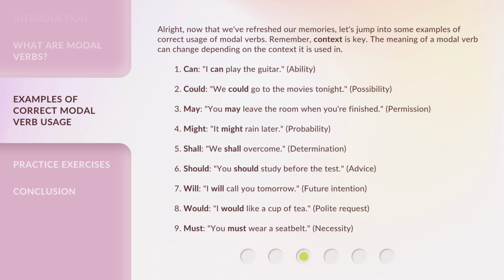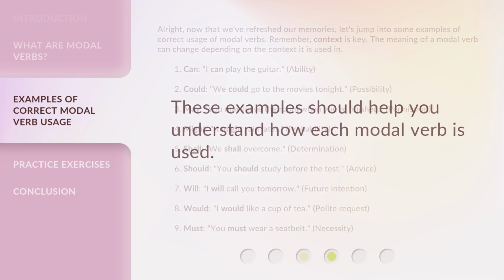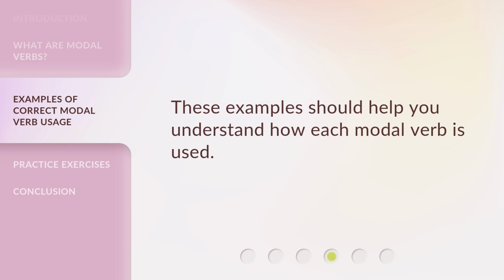Probability. 5. Shall. We shall overcome. Determination. 6. Should. You should study before the test. Advice. 7. Will. I will call you tomorrow. Future intention. 8. Would. I would like a cup of tea. Polite request. 9. Must. You must wear a seatbelt. Necessity. These examples should help you understand how each modal verb is used.